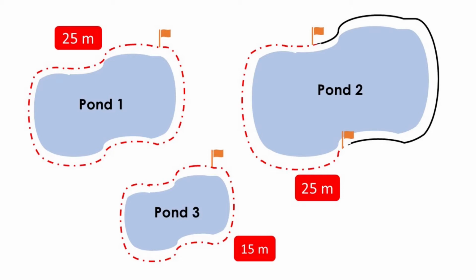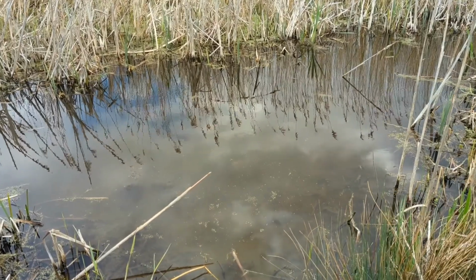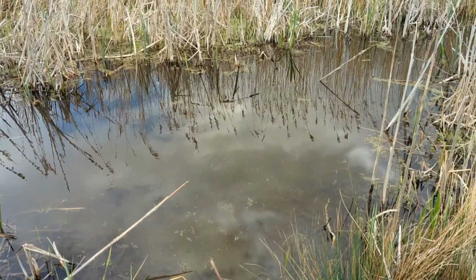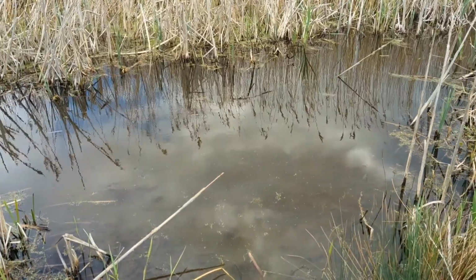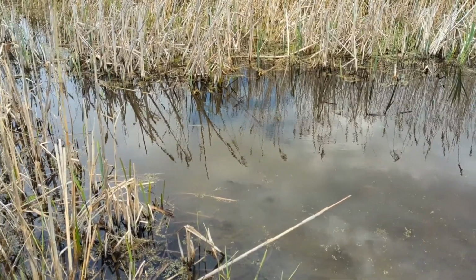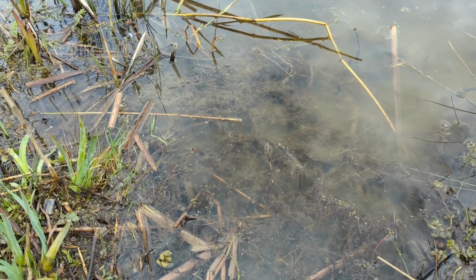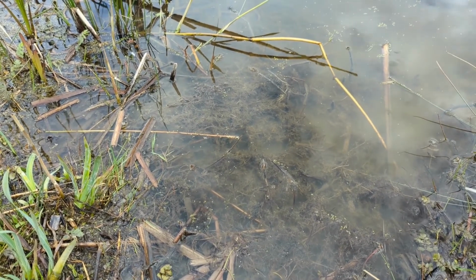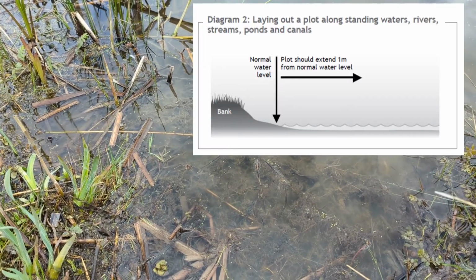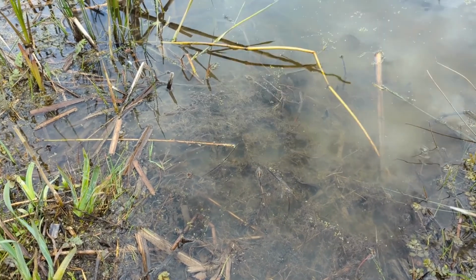However, if your pond is smaller and the perimeter is only, say, 15 metres or something, as long as you record the length, this can still form one of your linear plots. So the same principle applies when you're looking at ponds. You'll want to do the perimeter edge of the pond as a linear plot. And again, you'll be looking at that natural water level and the 1 metre in towards the centre of the pond as your recording area.